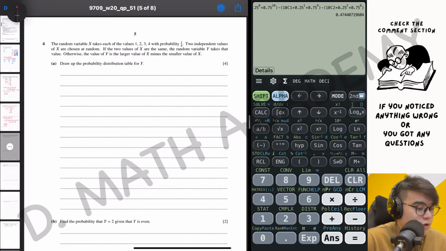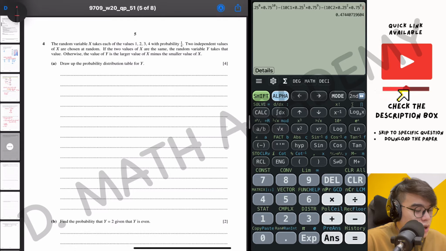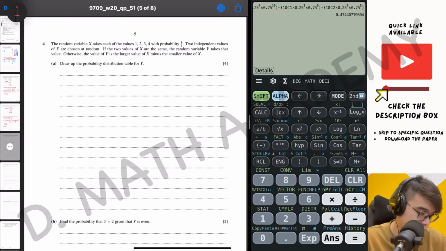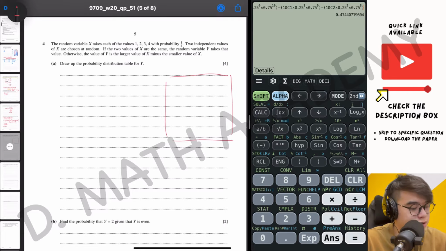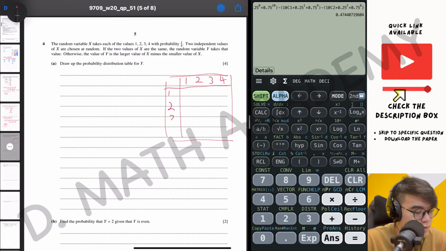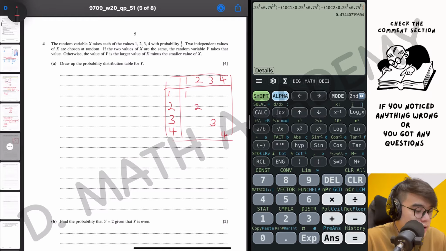Okay, next, question 4. Variables 1, 2, 3, 4, with a probability of 1/4, 2 independent values of x are chosen randomly. If the 2 values of x are the same, otherwise the y value is larger than the x. So I have no choice but to draw this out first, else it's too confusing. If the 2 values of x are the same, the random variable y takes the value. So we have 1, 2, 3, and 4. Otherwise, the y value is the larger value minus the smaller value of x.